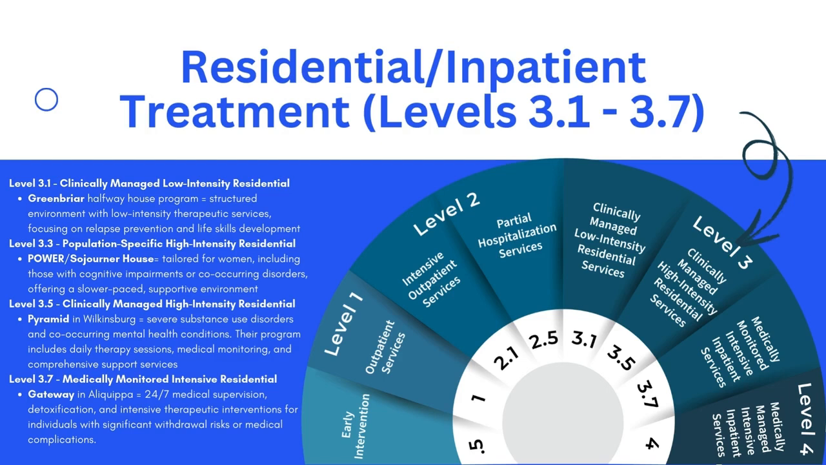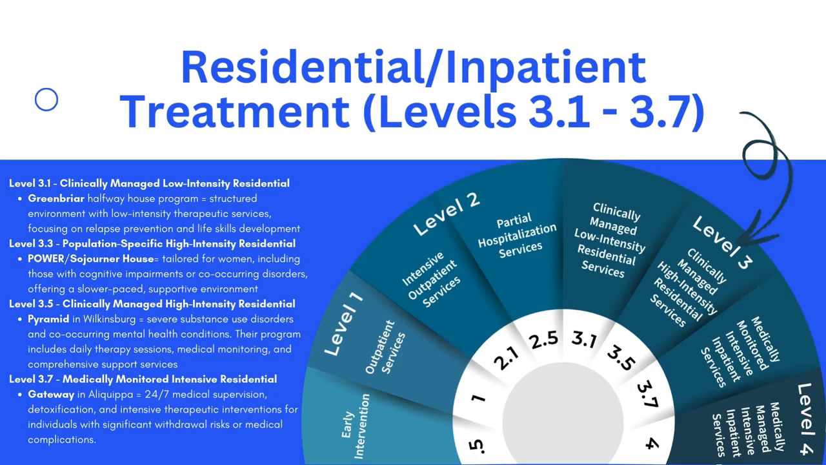So an example of this program would be the Greenbrier Treatment Center. This is in Washington, PA. Greenbrier offers a halfway house program that provides a structured support environment with low intensity therapeutic services, focusing on relapse prevention and life skills development. Level 3.3 is population specific high intensity residential. It's for individuals with cognitive impairments or behavioral health issues that require a slower paced, modified treatment approach. Similar to 3.1, but more specialized support for cognitive or mental health conditions. So again, we were thinking about dimensions 5 and 6 in the last one.